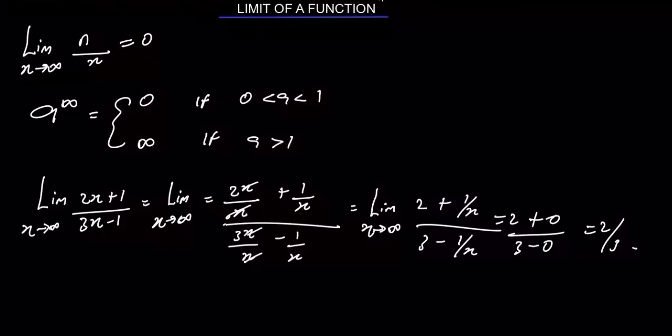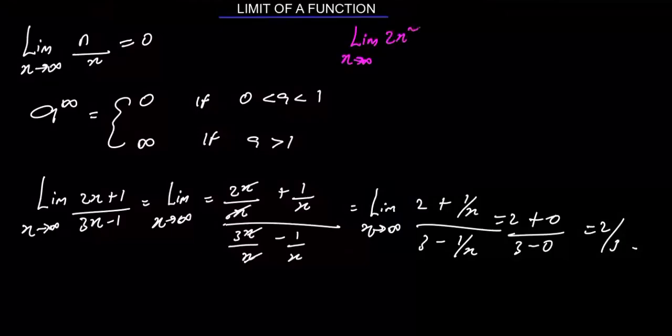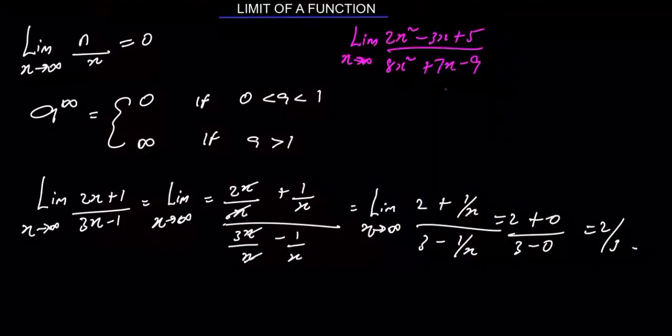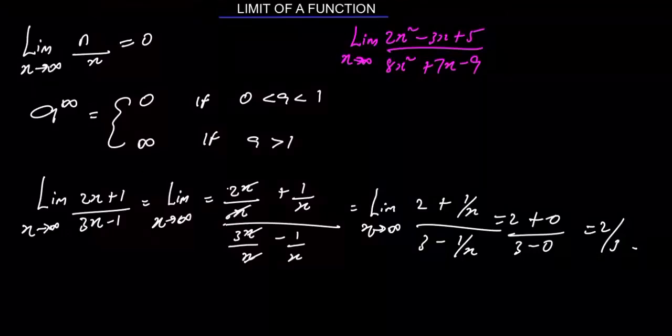Let me solve one more simple problem. Assuming you have something like this: limit as x tends to infinity of 2x squared minus 3x plus 5 all over 8x squared plus 7x minus 9. Before you go to advanced ways of solving limits, you need to be firm in all these aspects. Then from here, solving advanced problems will be really easy.